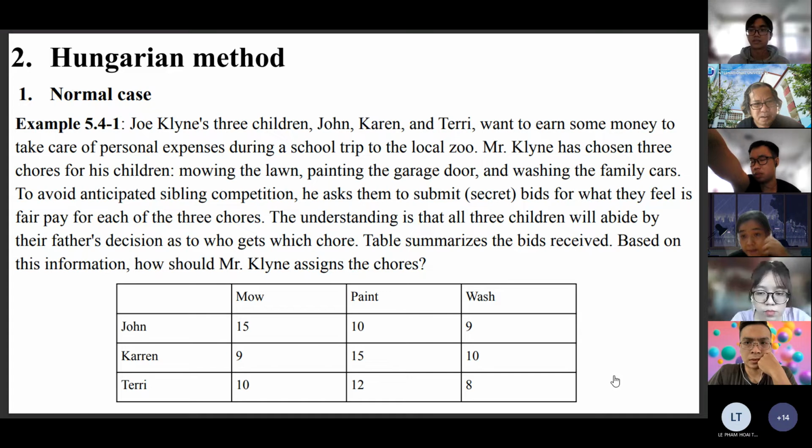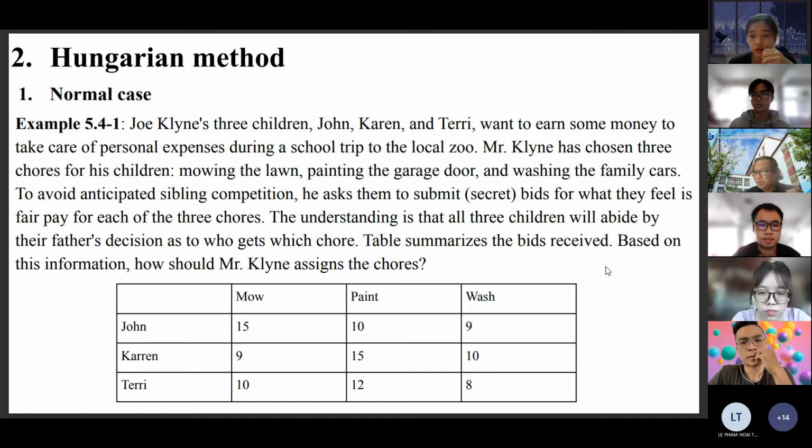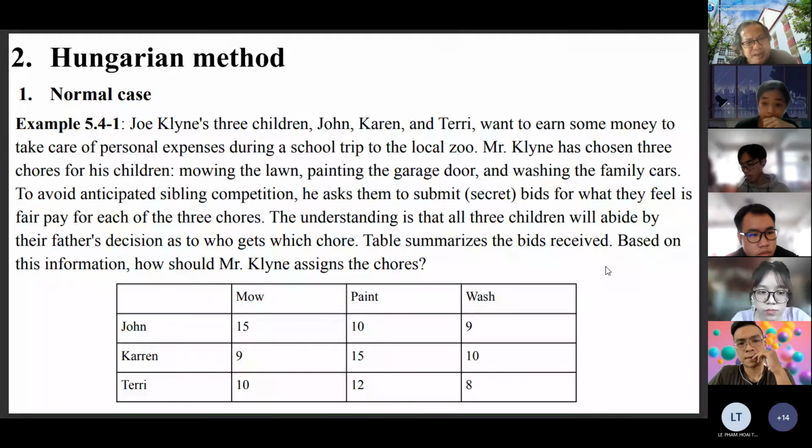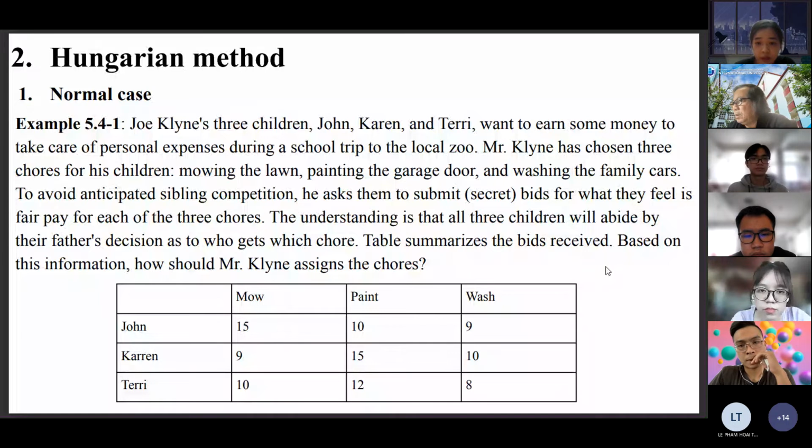What can I explain? Yes, you read the whole example from the beginning and see what happened. Yes, so our problem is Mr. Clean has three jobs and three children. So the cost here is the amount that John accepts for doing the move, and similarly accepts for the pen. So the cost here is the amount that John will receive from Mr. Clean if he does that job.